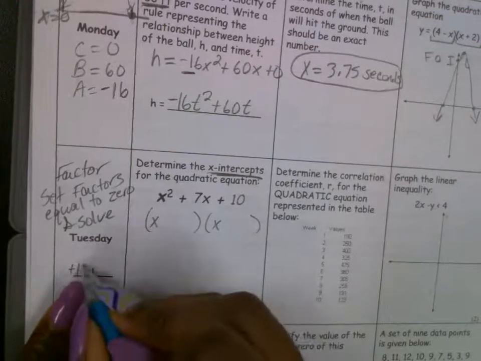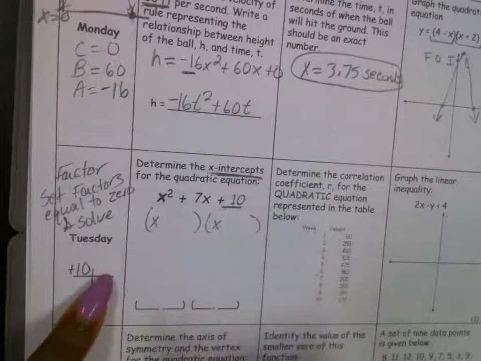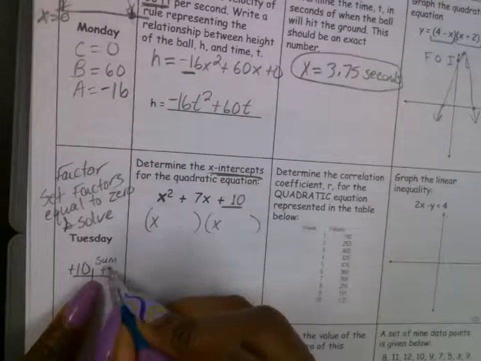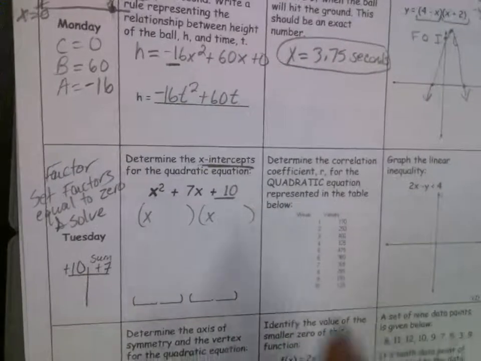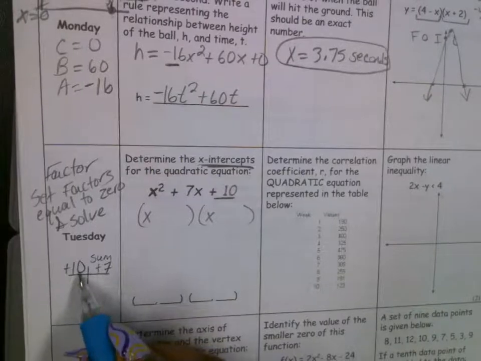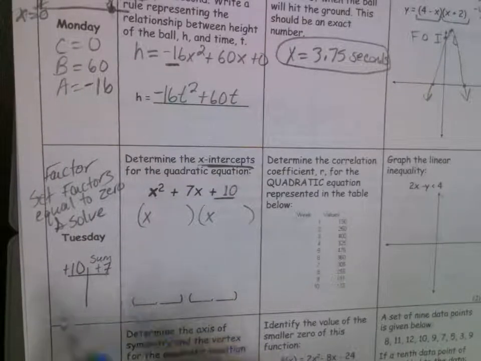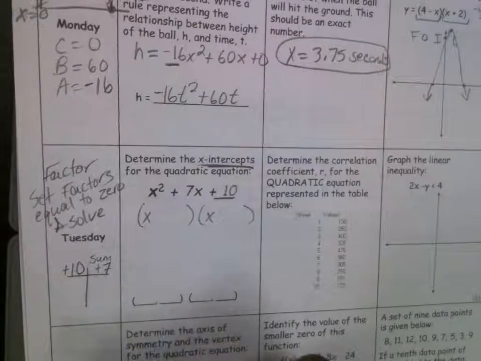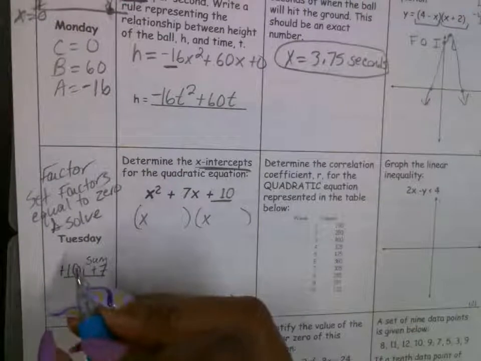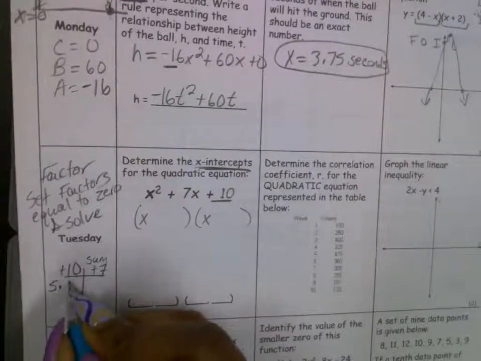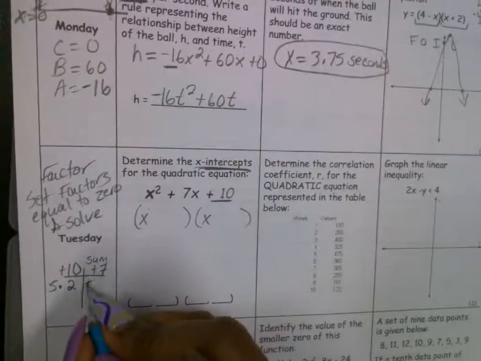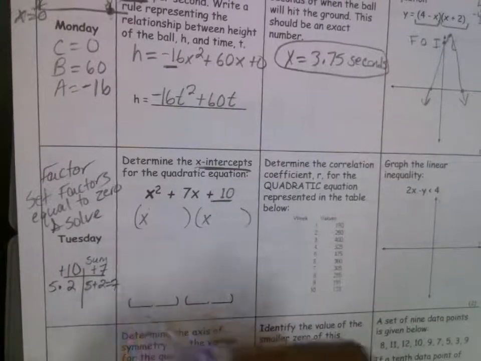Positive 10, this number. And then what number goes here? 7. And we find the 2 numbers that add up to be a positive 7. Okay, so what 2 numbers can be multiplied to give me a positive 10, and when I add those 2 numbers together, I get a positive 7? Positive 5 and positive 2. When I say 5 plus 2, yes, I do get 7.